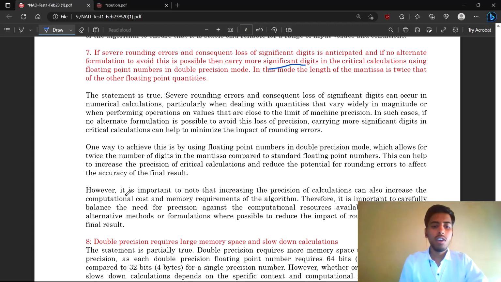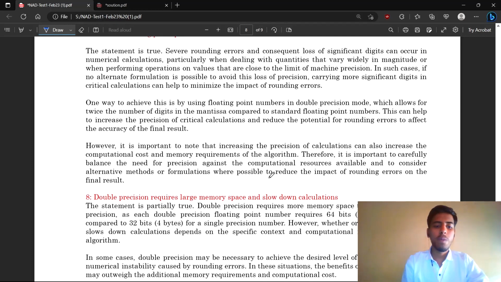At last, however, it is important to note that increasing the precision of the calculation can also increase the computational cost and memory requirements of the algorithm. Therefore, it is important to carefully balance the need for precision against the computational resources available and to consider alternative methods or formulations where possible to reduce the impact of rounding errors on the final result. Here it is true.